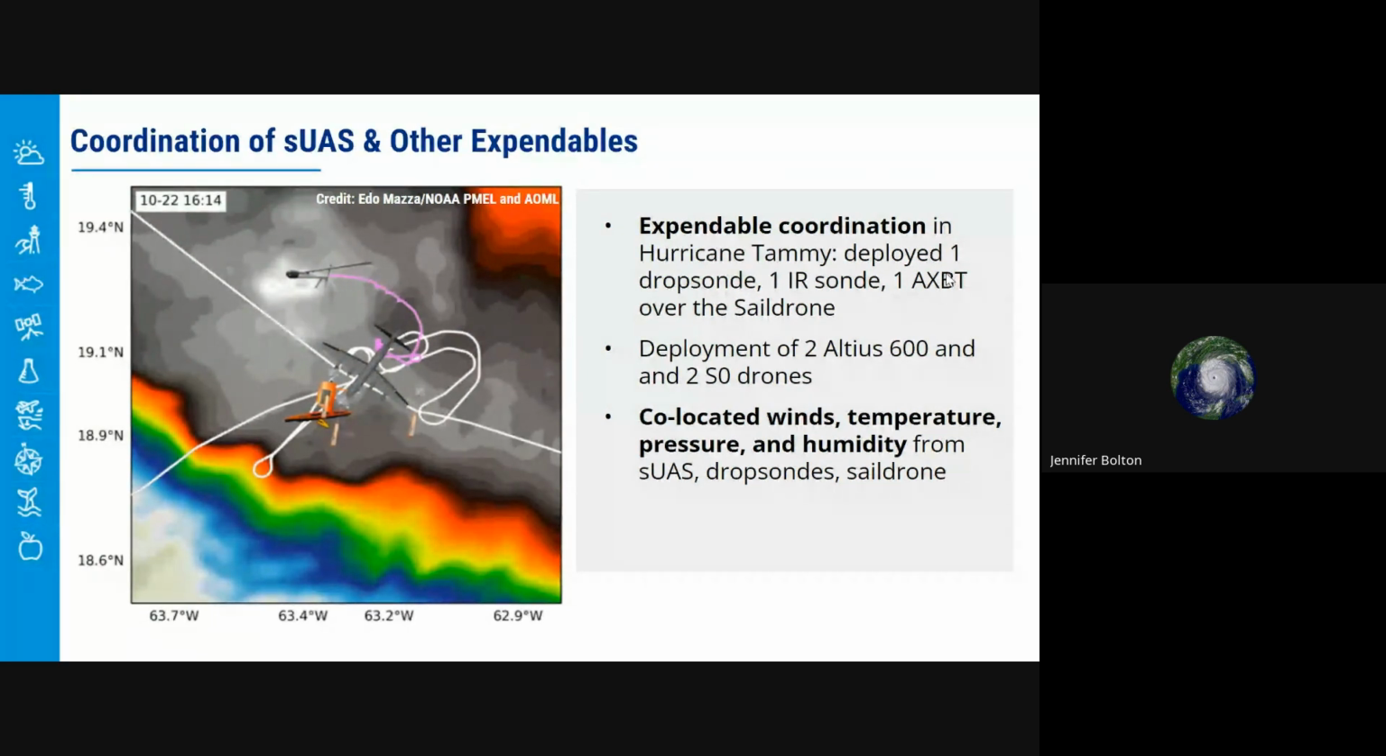And there were actually 4 UAS deployed in that Hurricane Tammy. And they were actually near the eye wall. This was a sheared storm, so that convection, the IR image there where it's strongest, that's actually kind of where the eye wall was. So it was good, turned out very well. And we get co-located winds, temperature, pressure, and humidity from these.